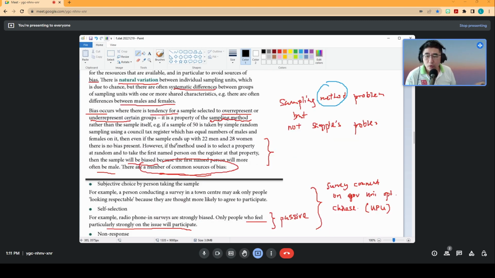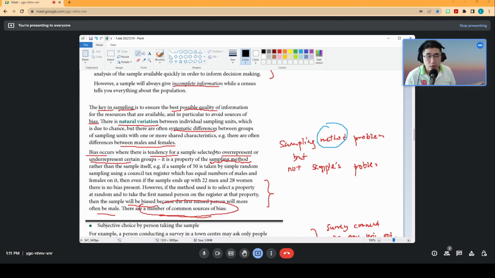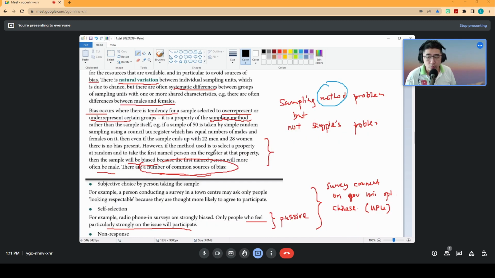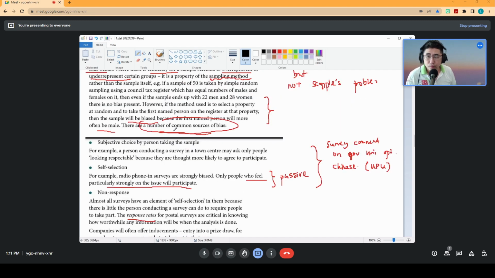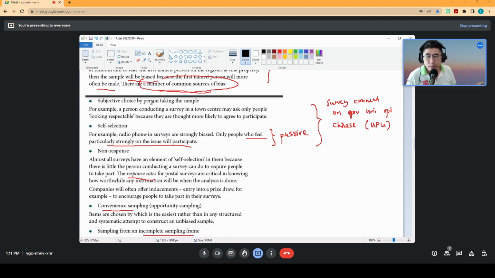Okay, so over here, all of this information is actually from your S2 book. This will be good for reading. So there are some examples of bias that we can look at. Subjective choice by a person taking the sample. For example, a person conducting a survey in the town center may ask only people looking respectable because they are more likely to agree to participate. Self-selection, for example, radio phone-in surveys are strongly biased. Only people who feel particularly strongly about the issue will participate.